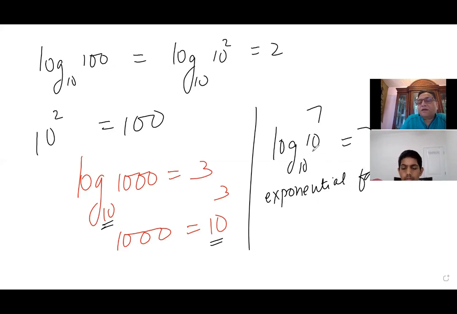Exponential form is 10 to the power of 7, right? If I take it this side, 10 to the power of 7 equals 10 to the power of 7. It makes sense, correct? Yeah.